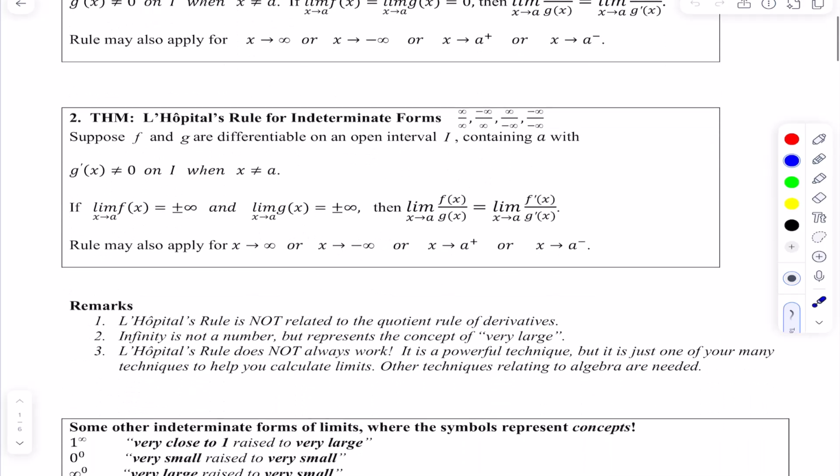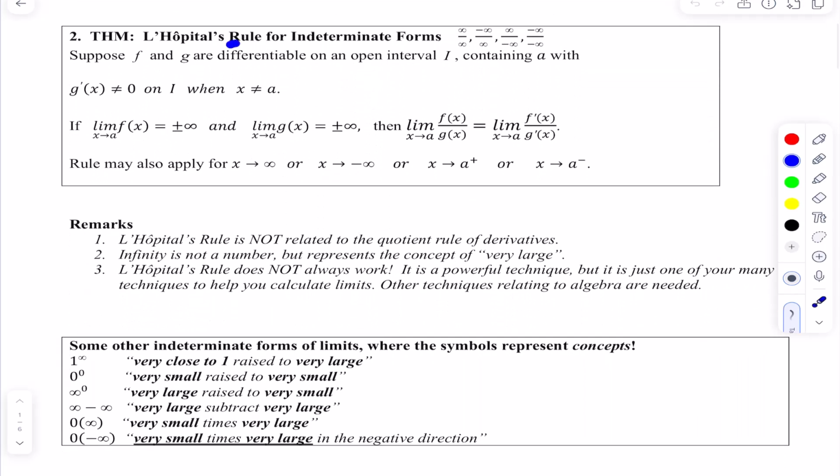The second case for L'Hopital's rule has to do with these indeterminate forms. Remember, infinity is not a number, so whenever you see the concept of infinity, think of the phrase very large. So these forms are basically all very large over very large. And it doesn't matter if it's very large in a negative direction.